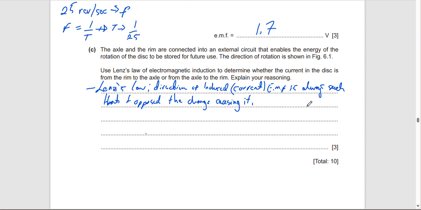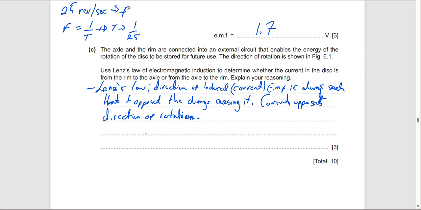So we're saying Lenz's law: the direction of the induced current or the EMF is always such that it opposes the change causing it, right? So current opposes direction of rotation. Opposes direction of rotation. Just like that.